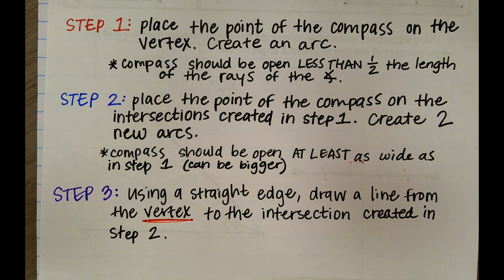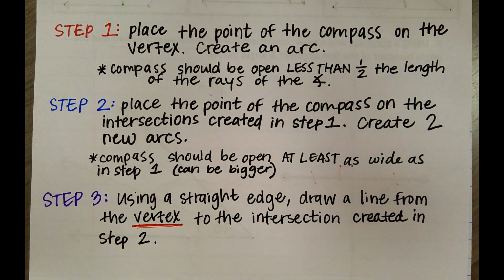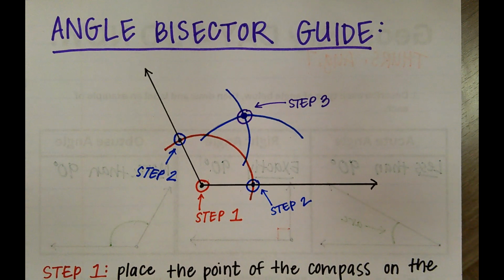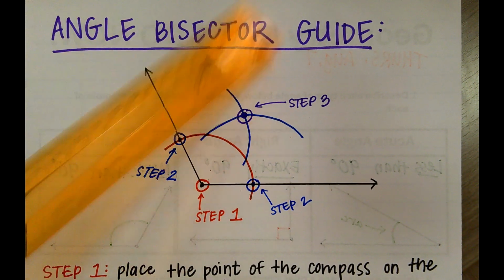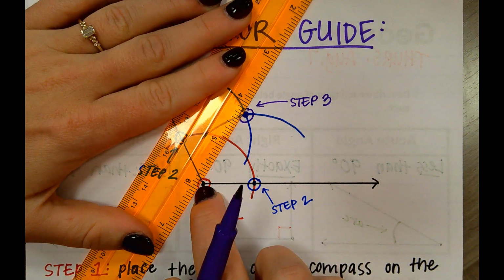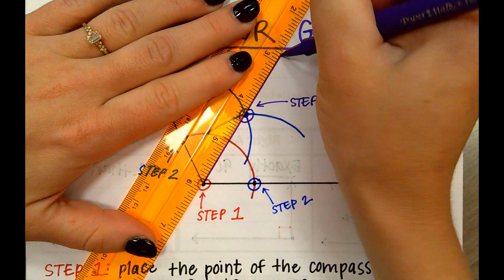Okay, so I'll leave that up in case anybody is still writing. And very slowly I'm going to move my page down and I'm going to trace that. I'm going to take a straight edge, start at the vertex, go through the intersection like that.